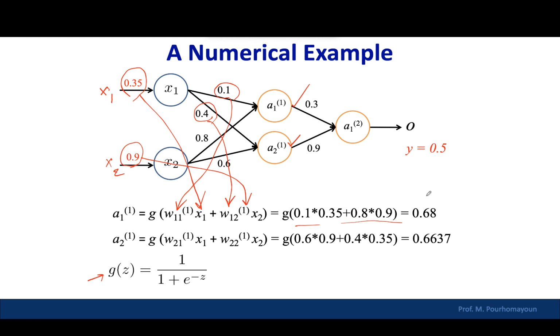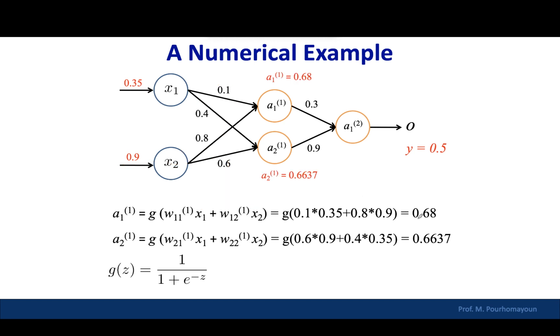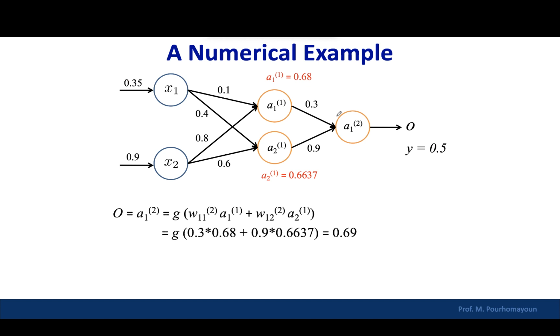So this is what I have: output of A1 and output of A2. Now these two will be the input of the next layer. So I provide these two to the network and output will be 0.69 at this level. This is the output that I created using these two inputs and using these random weights.